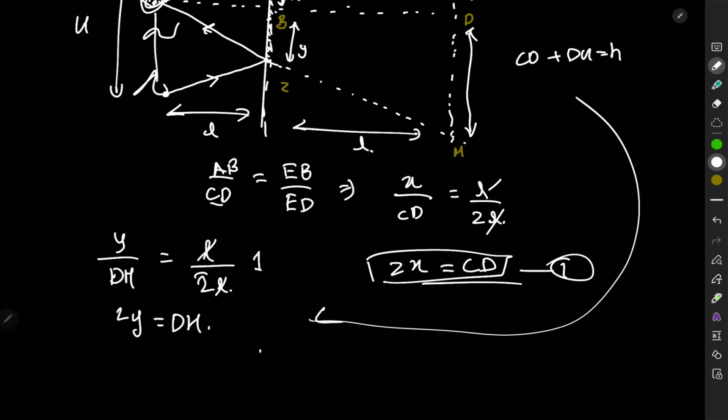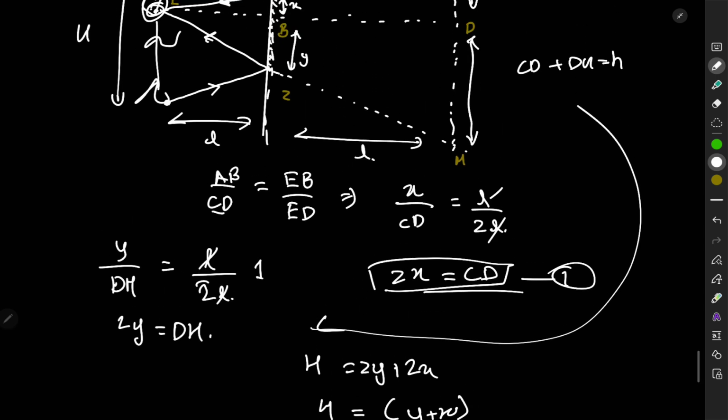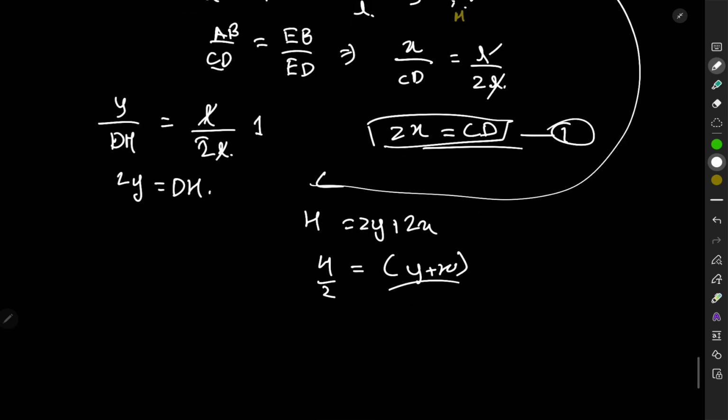So CD plus DH is equal to 2y plus 2x. Fine. I want to convert this as H. Now I'm going to take common y plus x and 2 common outside, and taking this on the other hand side, it will be h by 2, right? What is x plus y? The total length of the plane mirror needed. Fine. Got it? So h by 2 length is required for that boy to see his whole image.